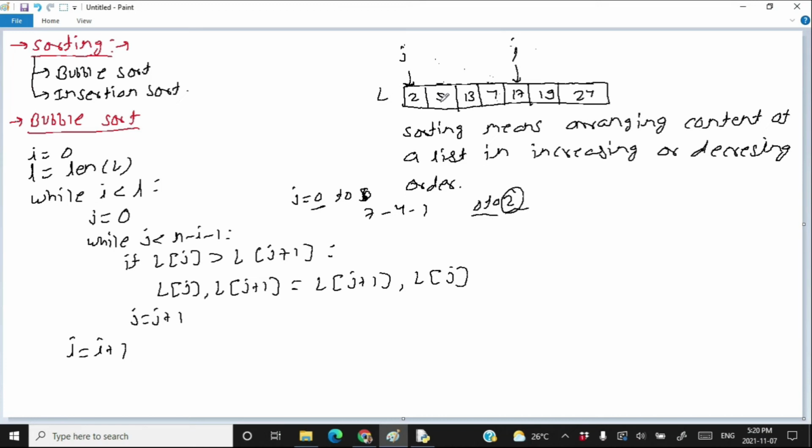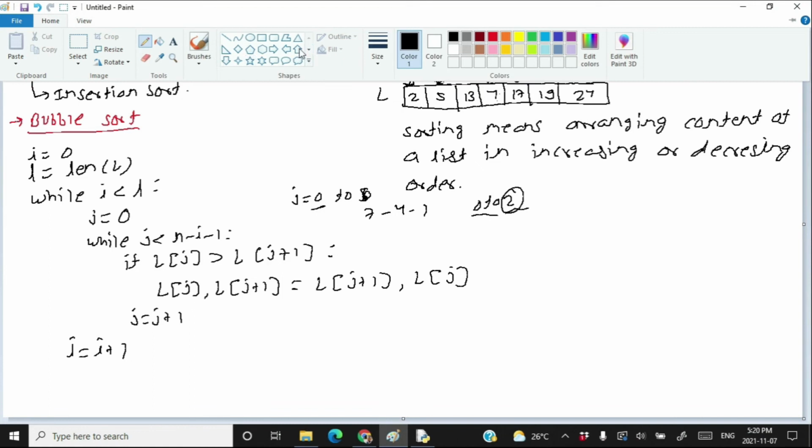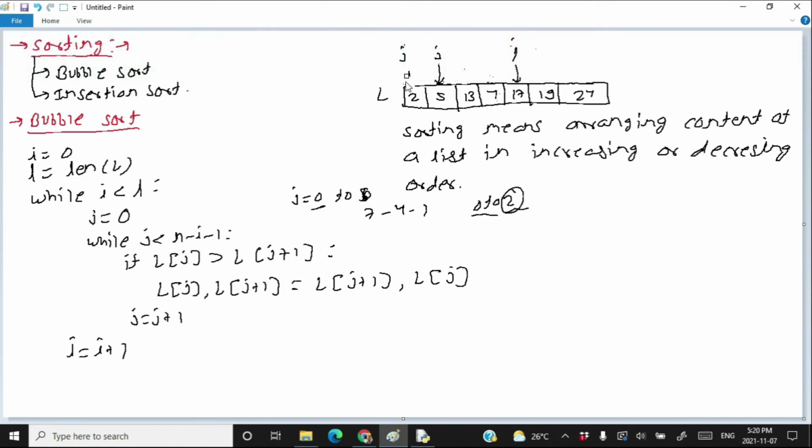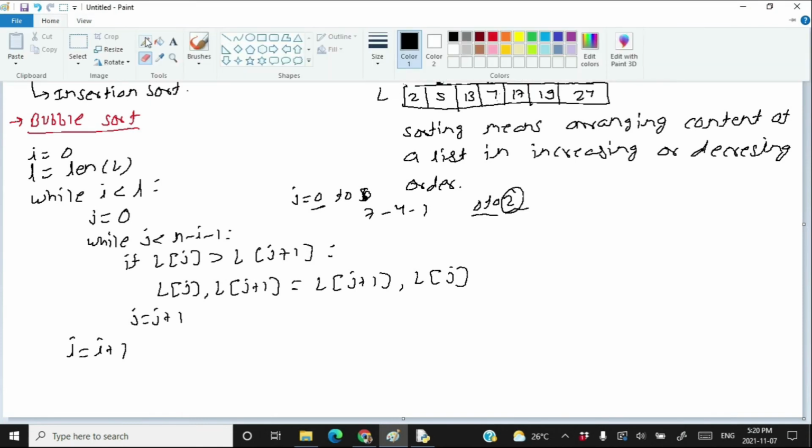So compare L[j] and L[j+1]. If L[j] is found to be greater than L[j+1], then swap. Here we cannot swap it, so increase the value of j. Again you compare the current value of j with j plus 1, 5 and 13. We cannot swap, and the loop comes to an end. The value of i has further increased and goes to 2.